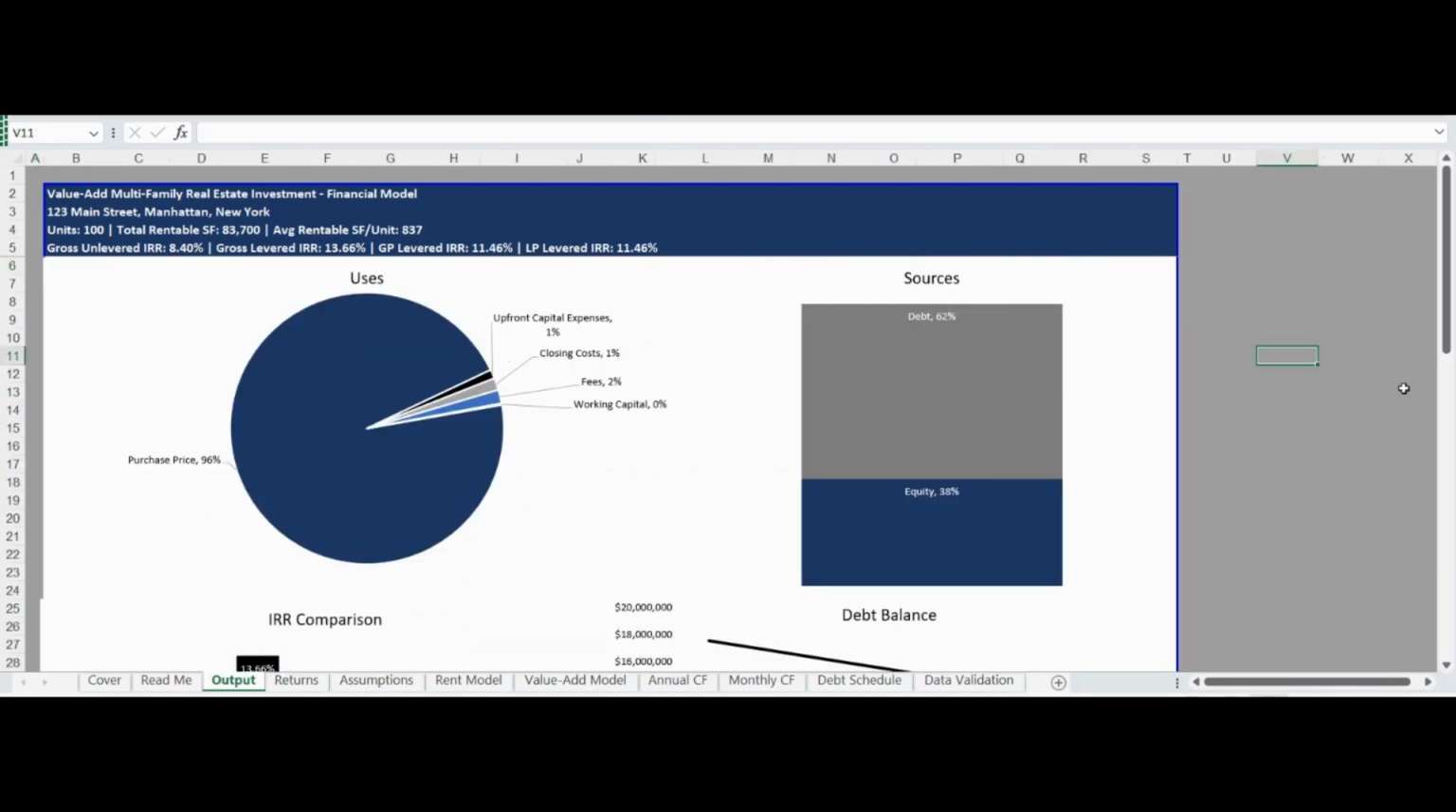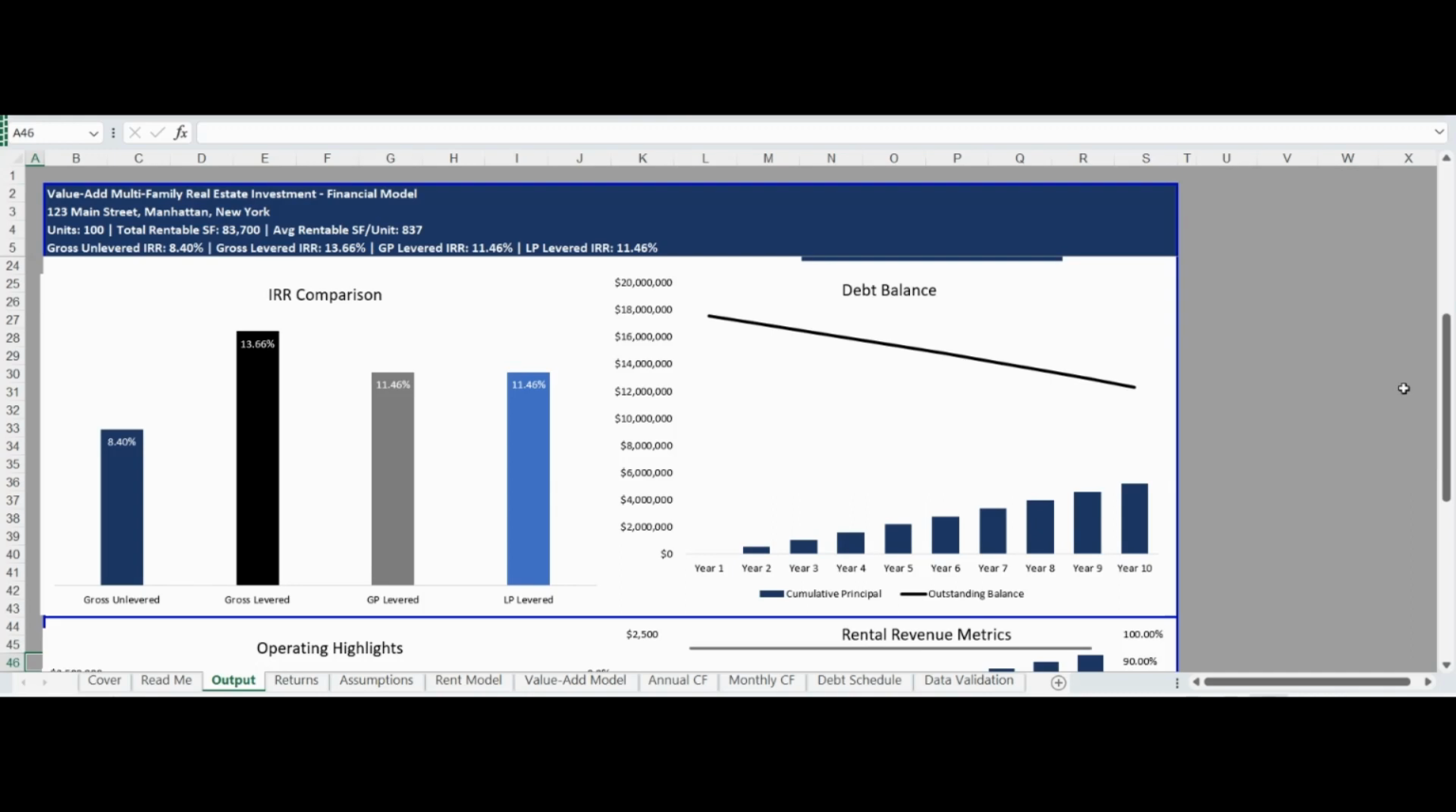The Output tab provides visualizations of your analysis to help drive investment decision-making. The first section is the sources and uses to visualize the allocation of costs on closing as well as the sources of capital. The following section visualizes the deal level gross levered and unlevered IRR as well as the general partner and limited partner IRR.